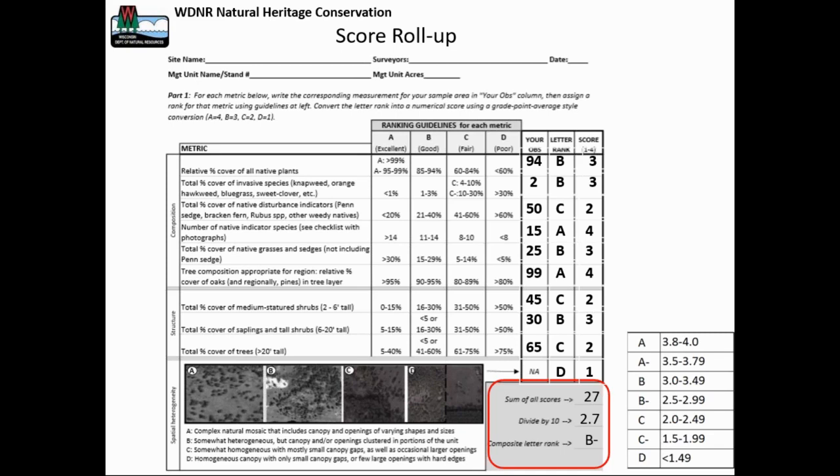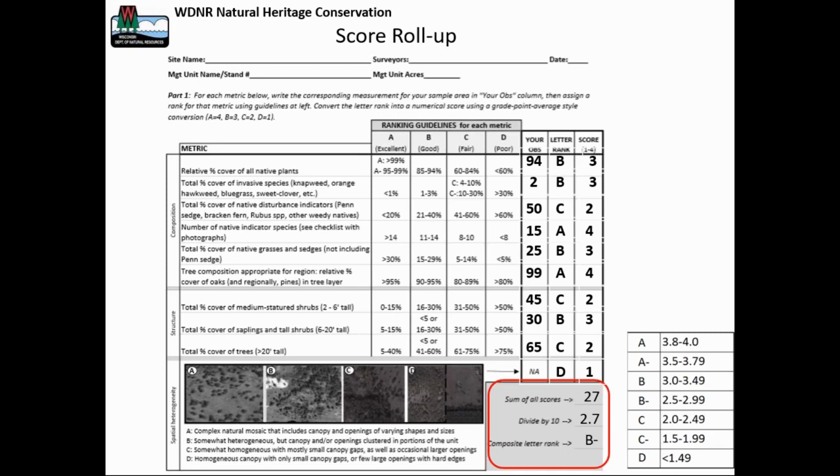And then you can roll all of those up by summing all of the numerical scores and dividing by 10. In this case, that sum is 27. Divide by 10, you get 2.7. And then your composite ecological integrity score for the entire site is 2.7, which translates to a B minus. Again, it's not bad. It falls into the good, maybe good sliding into fair category.